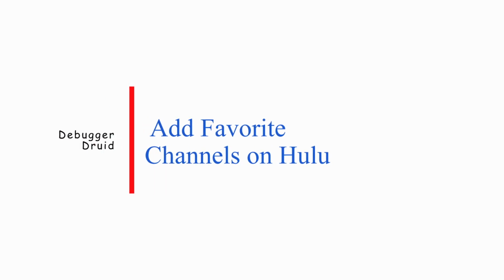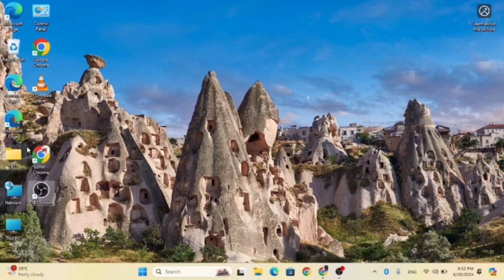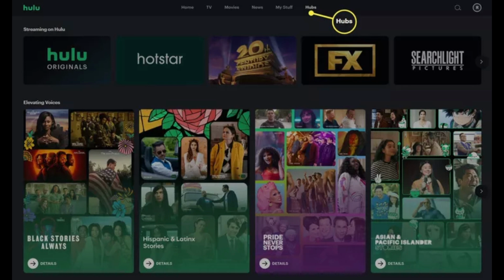How to add favorite channels on Hulu. To add your favorite channels on Hulu, follow these steps. If you are using your Hulu website on desktop or laptop, then you need to go to hulu.com. Go to hulu.com using your web browser.